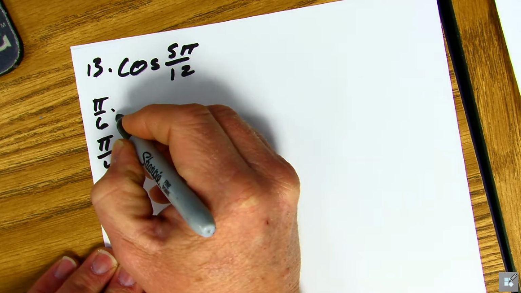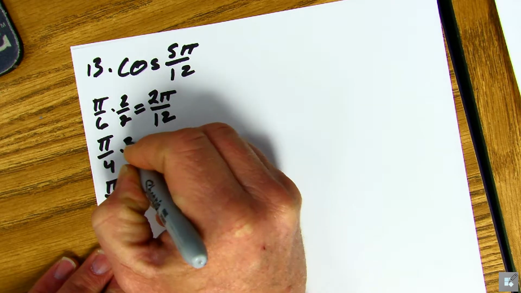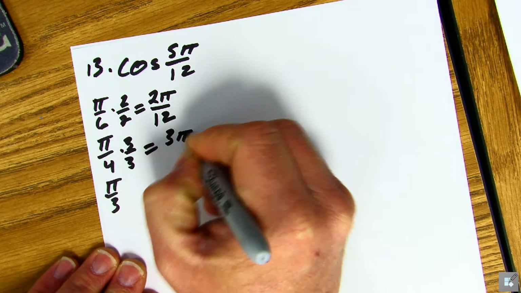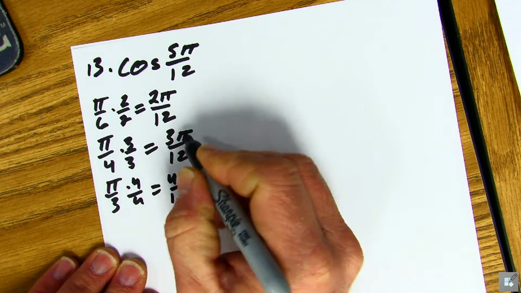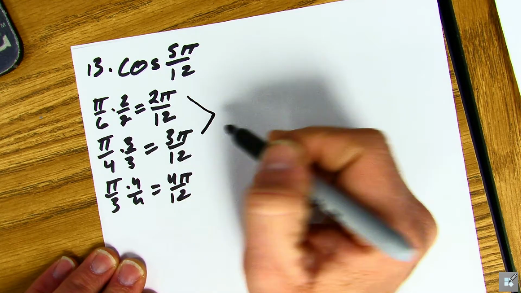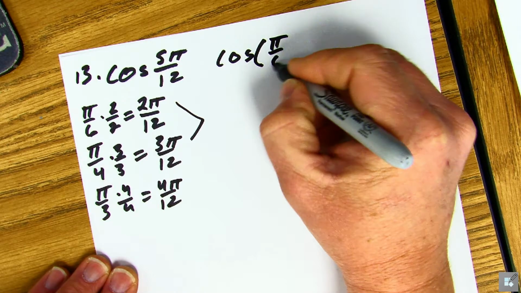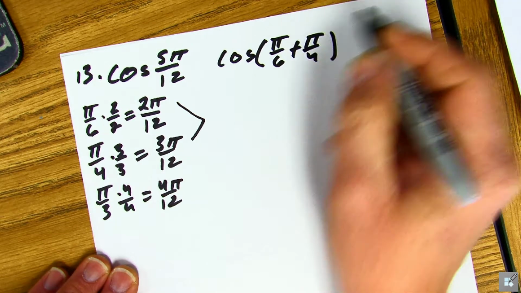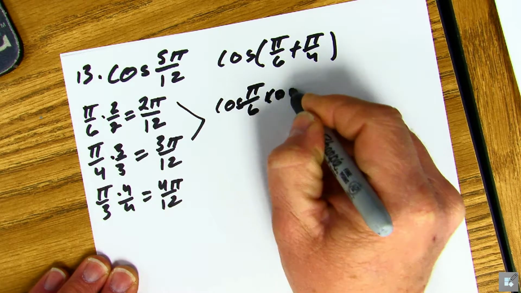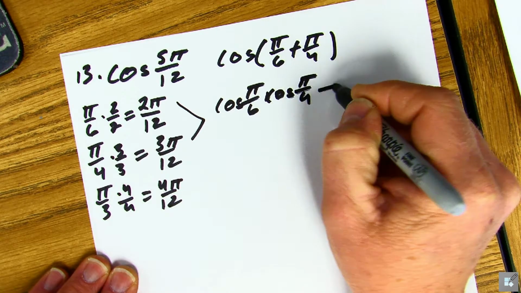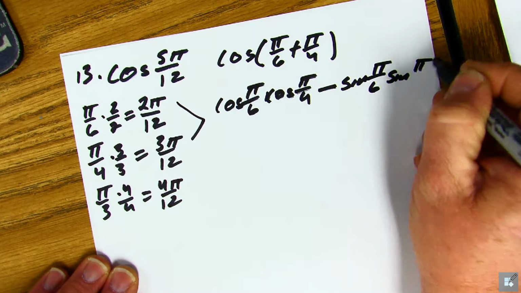If you change this to be over 12, we multiply by 2 over 2, which is 2 pi over 12. Multiply by 3 over 3 gives us 3 pi over 12. Multiply by 4 over 4 gives us 4 pi over 12. Which ones add up to give us 5 pi over 12? These two right here. So I'm going to rewrite this as the cosine of pi over 6 plus pi over 4. So cosine of pi over 6 times the cosine of pi over 4, opposite, minus sine of pi over 6, sine of pi over 4.